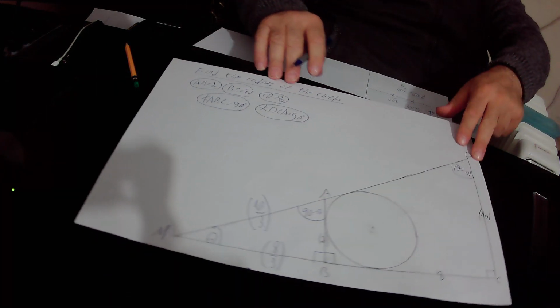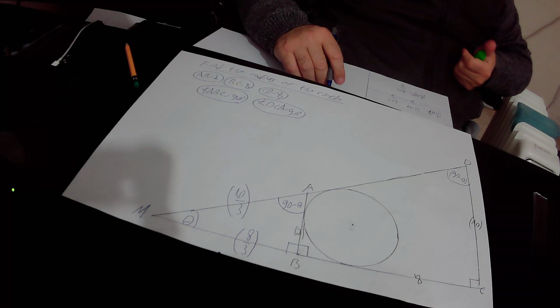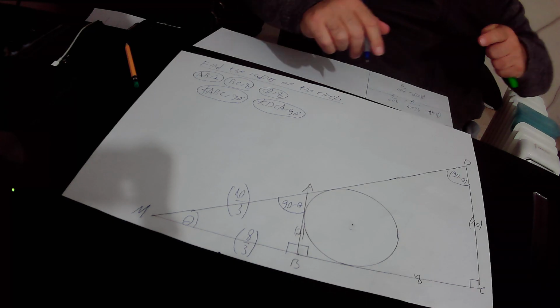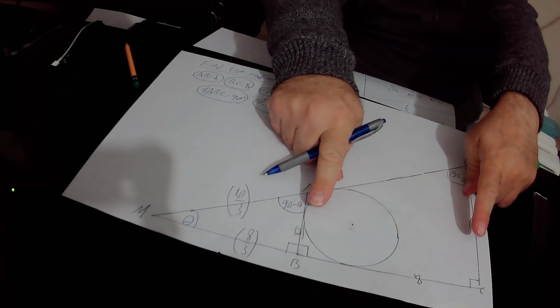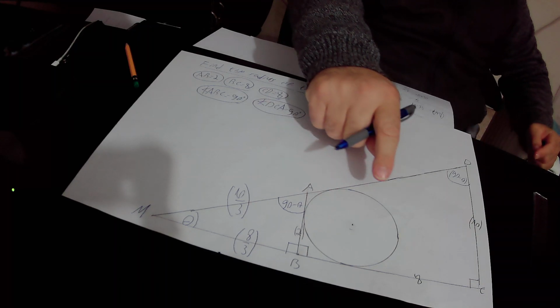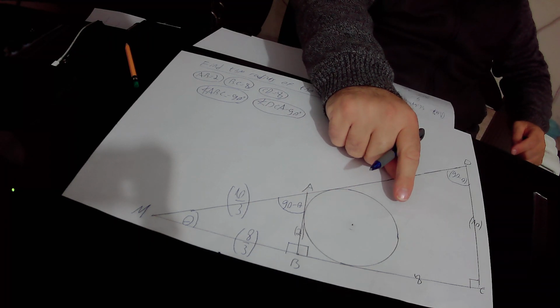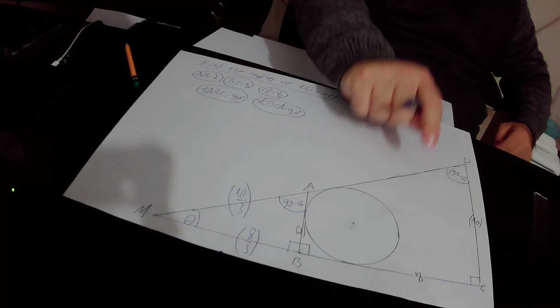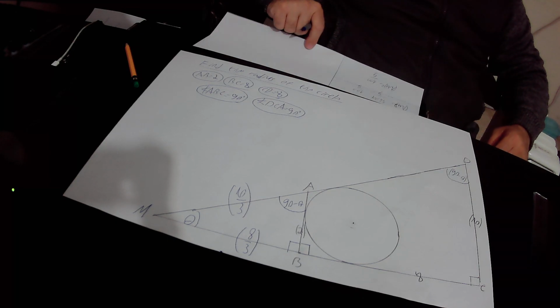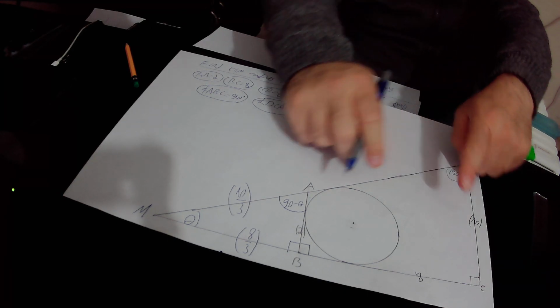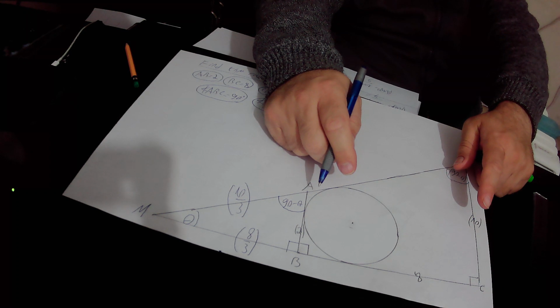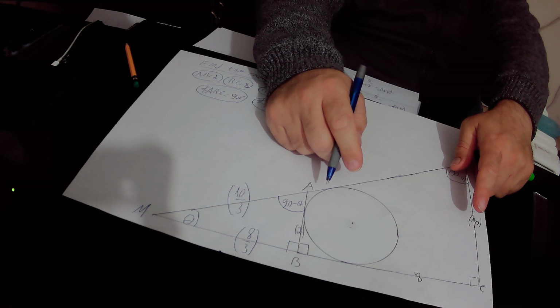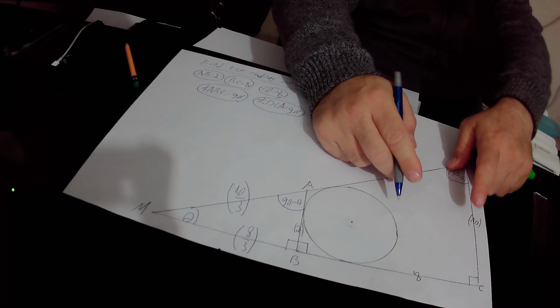In the next step, we will do another construction. That is to say, we will draw a perpendicular on BC in such a way that the perpendicular on BC will also be tangent to this circle.